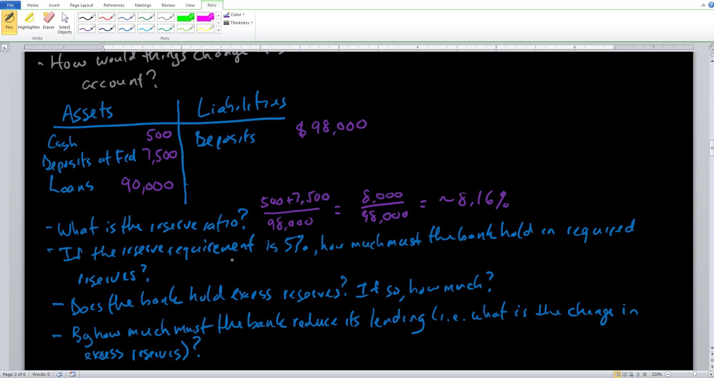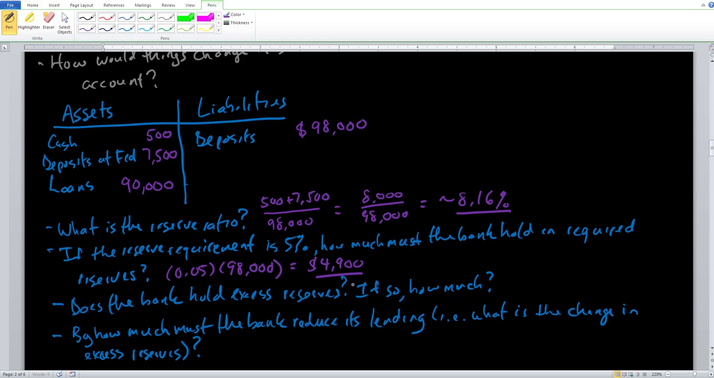Once again, if the reserve requirement is 5%, yes, we are meeting the reserve requirement, because we noticed that our reserve ratio is greater than the reserve requirement. But what is the minimum amount the bank has to hold as required reserves? Once again, we take the reserve requirement, 0.05, and multiply it by our total deposits of $98,000. So the bank is now obligated to hold $4,900 as required reserves. By law, this is the minimum amount it has to hold.